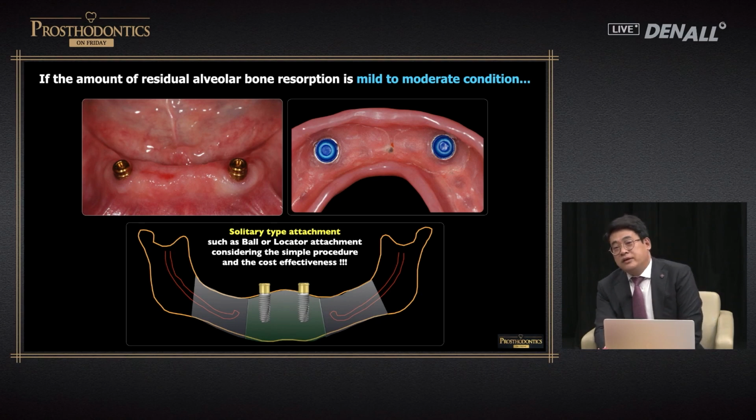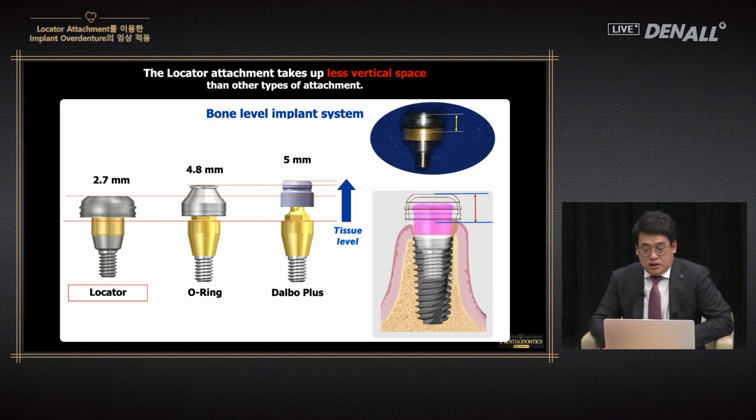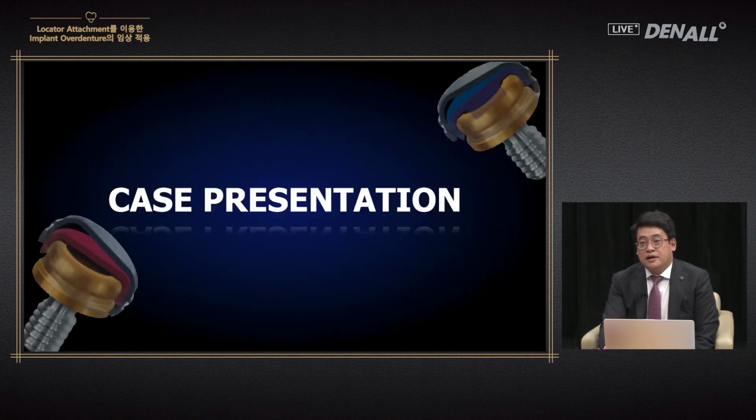Fortunately, the locator attachment that will be addressed today, compared with other types of attachment, the vertical space necessary is comparatively small, and therefore, even if there is only limited amount of ridge, when we make a denture, we can prevent denture-based resin becoming too thin or interfering with other artificial teeth. I've talked about the theory in brief, and let's look at the case to review the process.